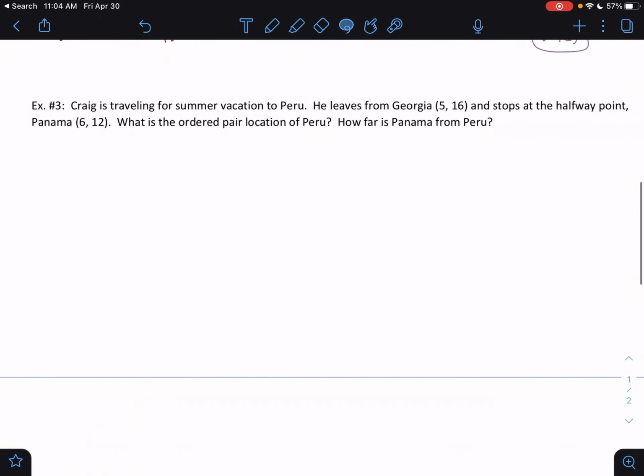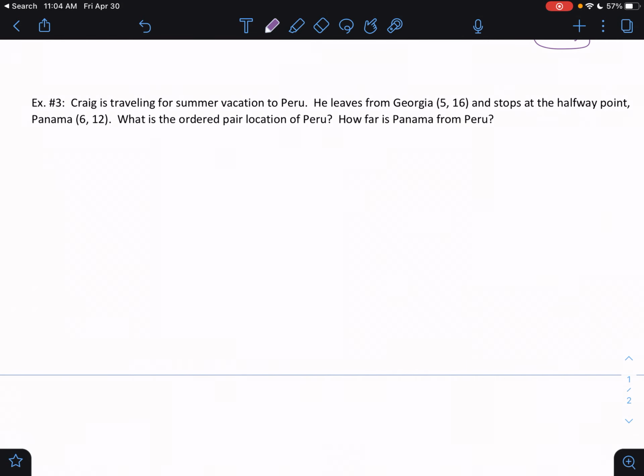Okay, we have a word problem this time. So Craig is traveling for summer to Peru. He leaves from Georgia at 5, 16. So I'm going to sketch a little graph here. So over 5 up 16, he leaves from Georgia.